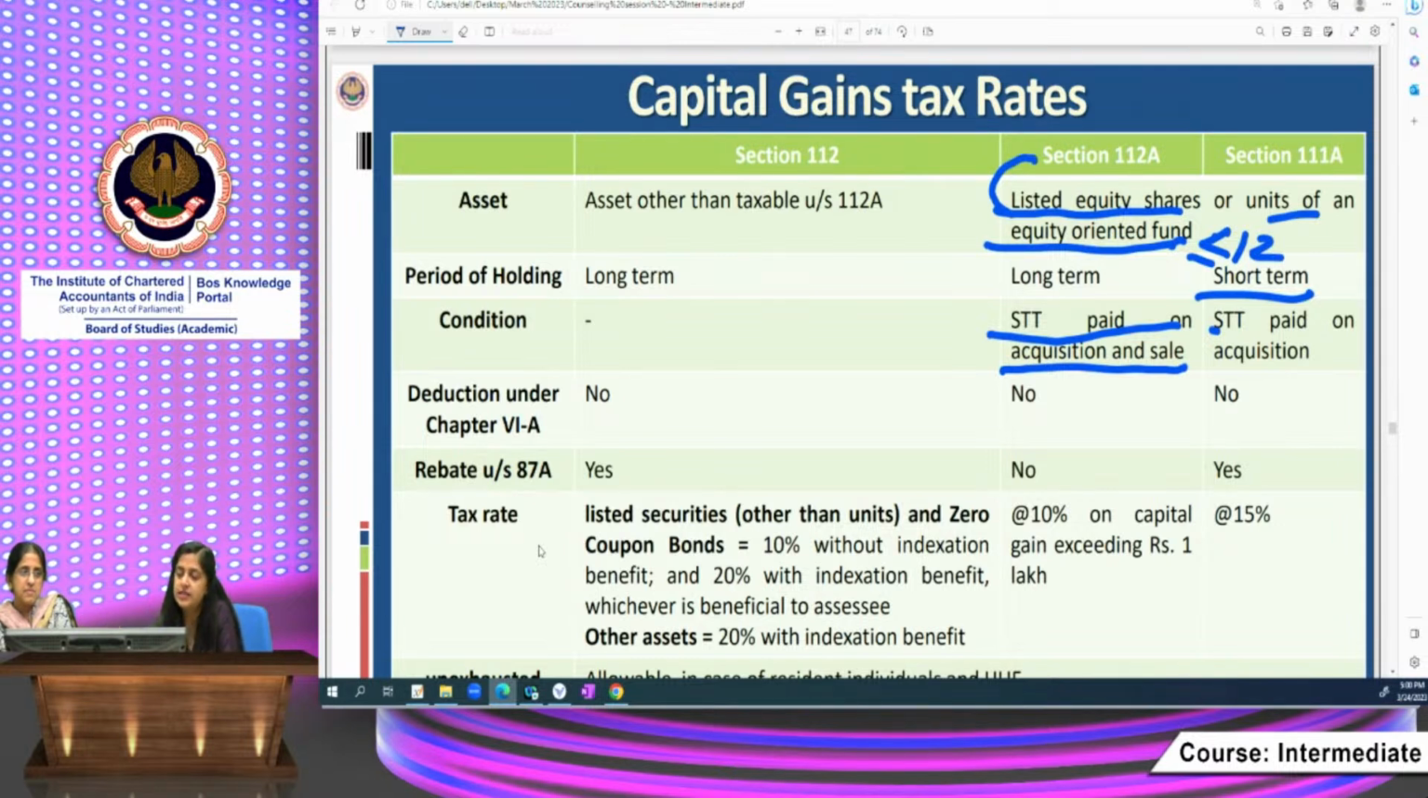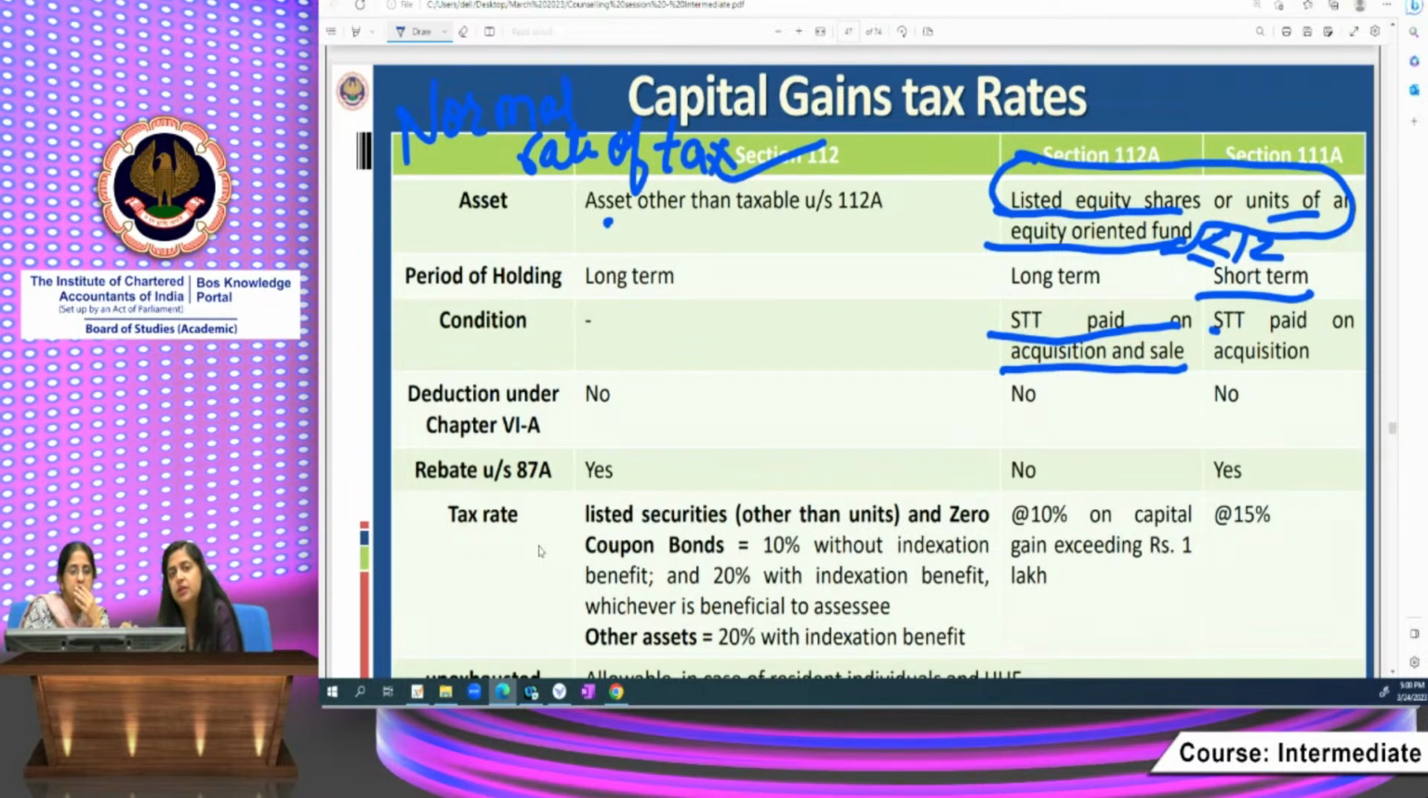Other than these two assets, if there is any other asset and it is long term, then it is taxable under section 112. And any other asset apart from this, which is a short-term capital asset, will be taxable at the normal rate of tax. Suppose land and building is there and it's a short-term capital asset, then normal rate of tax. But if it's land and building and a long-term capital asset, then 112.